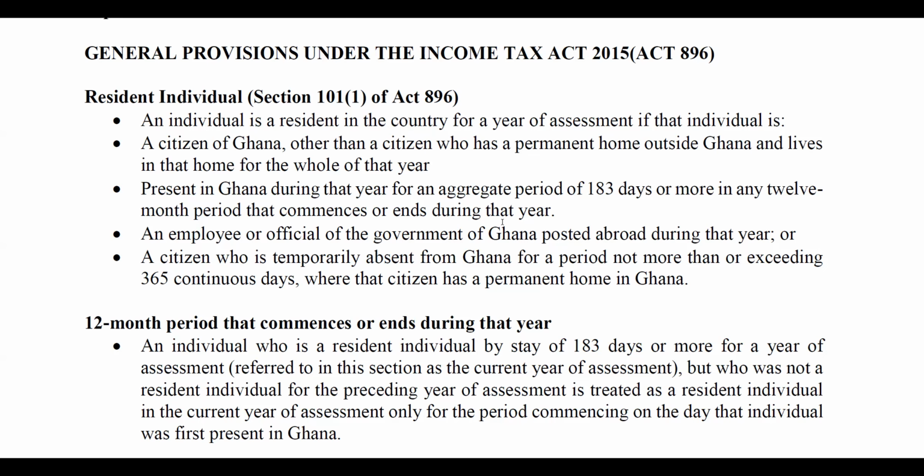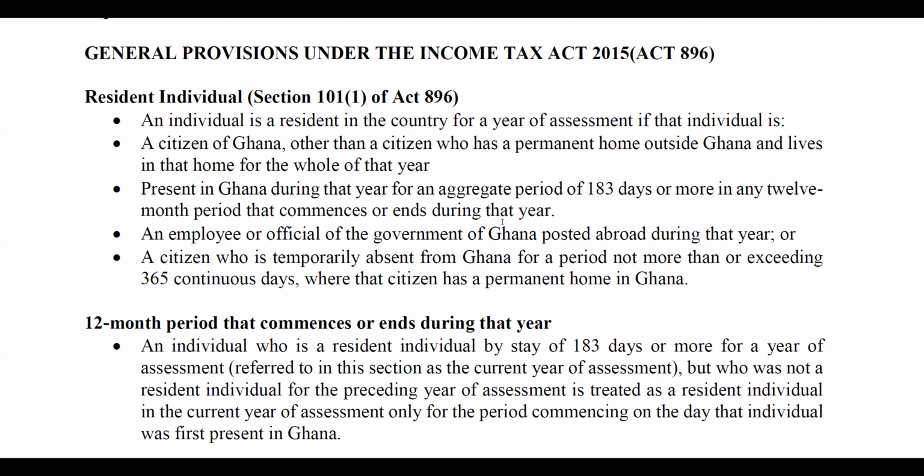When we say 12-month period commences or ends during that year, an individual who is a resident individual by stay of 183 days or more for a year of assessment, are you getting it? Mostly it is referred to as the current year of assessment. But who was not a resident individual for the earlier year of assessment is treated as resident in the current year of assessment. So that's how we determine the 12-month period. Only for a period commencing on the date that the individual was first present in Ghana. So we look at it.